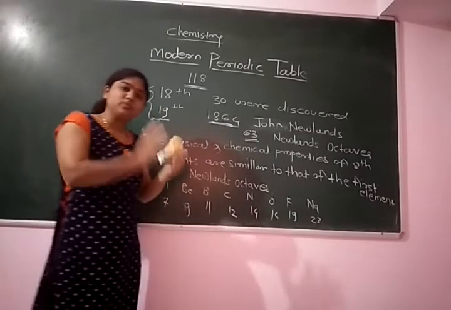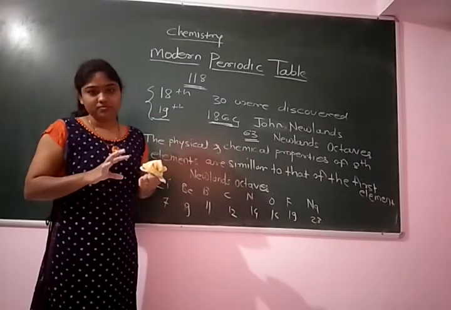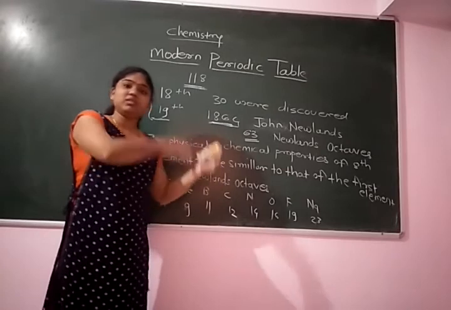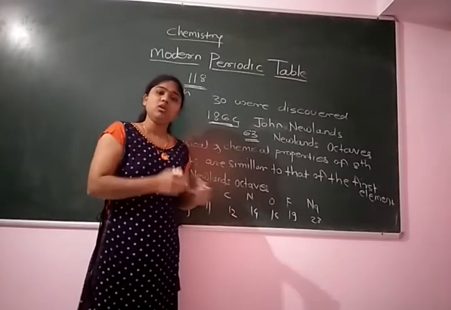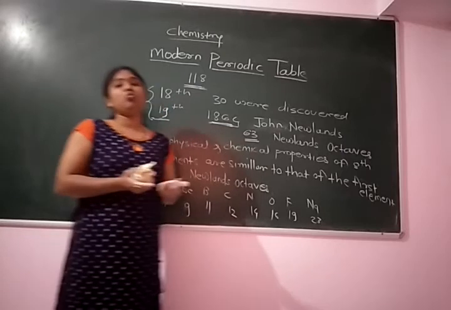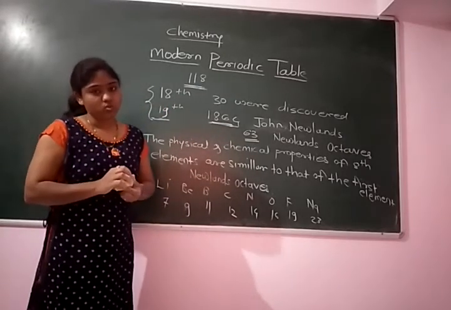So at the time of J.P. Cooke, the atomic weights of the elements were discovered. All the elements that had been discovered, the atomic weights of all of them had also been discovered at that time. So he arranged the elements in a homologous series in the increasing order of their atomic weights.